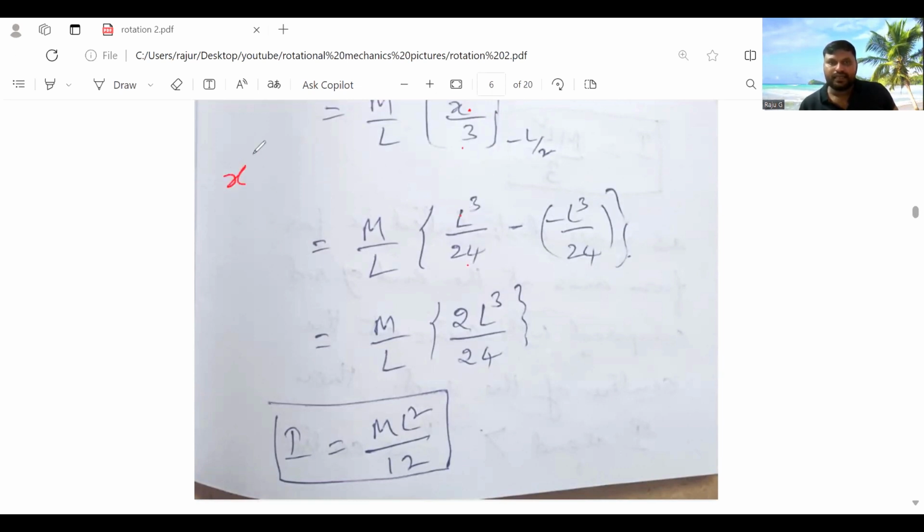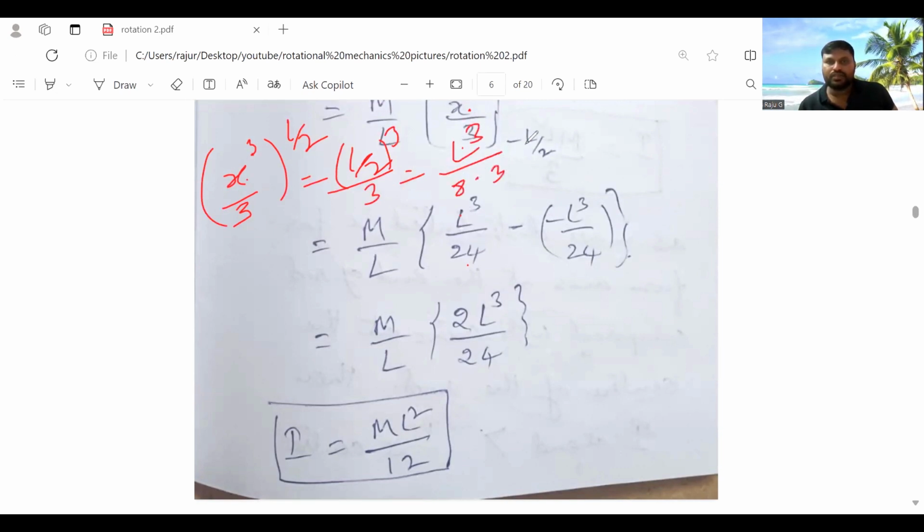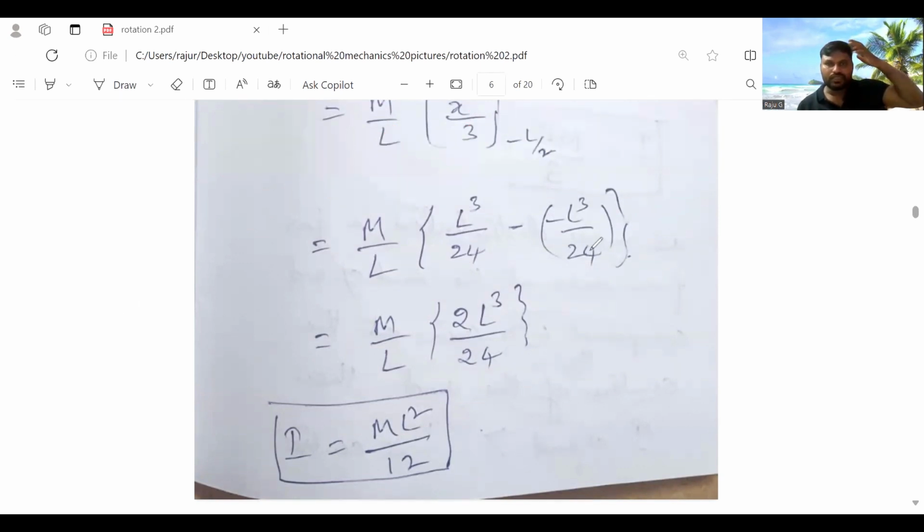I will write again x cube divided by 3. If we substitute L by 2 in the place of x, we will get L by 2 whole cube divided by 3. L by 2 whole cube means L cube divided by 8 into 3, L cube divided by 24 we will get. Similarly, the other one also, minus L cube by 24. Then minus into minus is plus, it will become 2 times L cube by 24. 2 12s are 24, then L will be left with L square. So M L square by 12 is the moment of inertia of the rod.